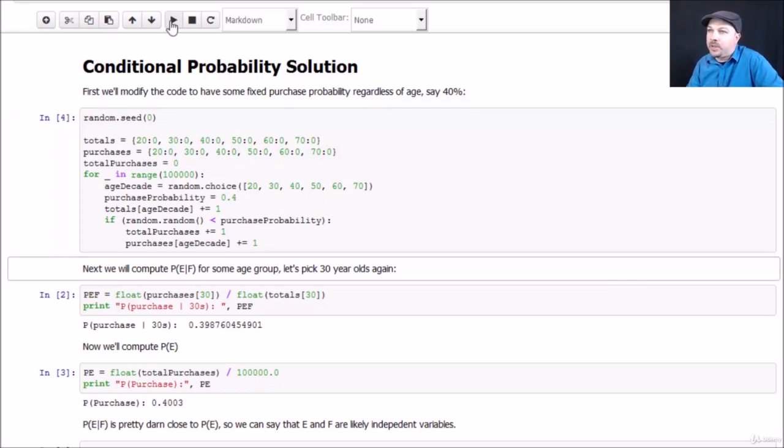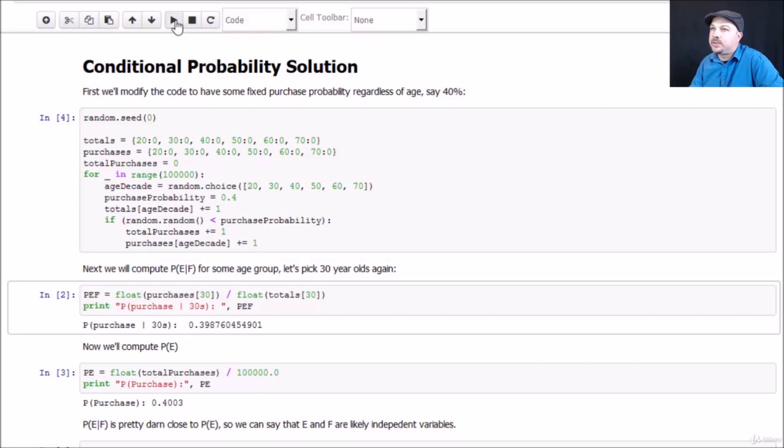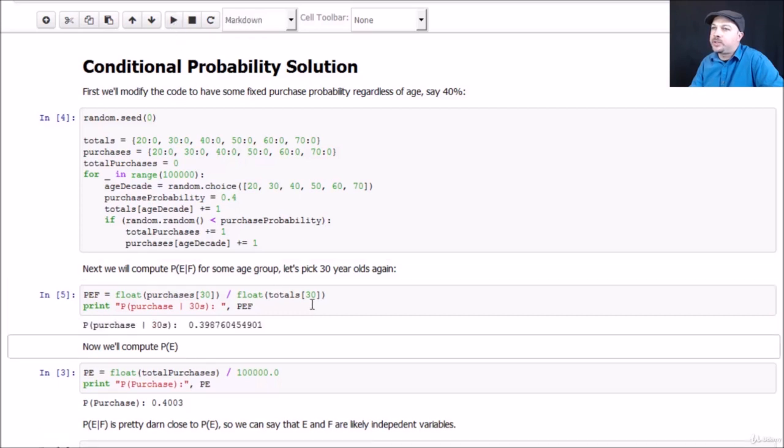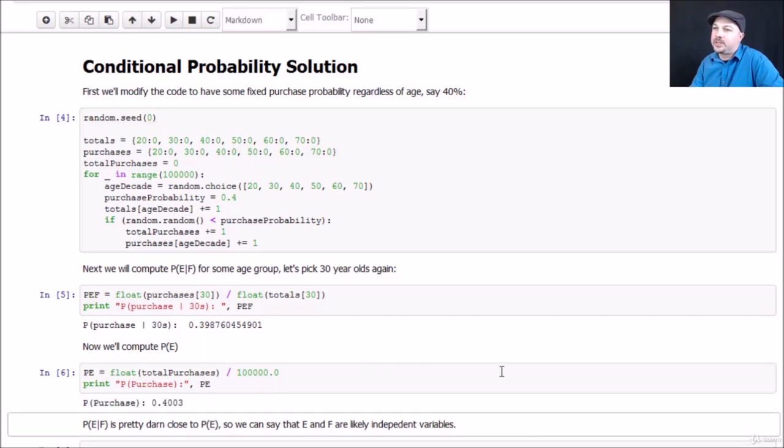Now this time, if I compute the probability of E given F, that is the probability of buying something given that you're in your 30s, I come up with about 40%. And if I compare that to the overall probability of purchasing, that too is about 40%. So I can see here that the probability of purchasing something given that you're in your 30s is about the same as the probability of purchasing something irrespective of your age. So that suggests that there's no real relationship between those two things. And in fact, I know there isn't from this data.